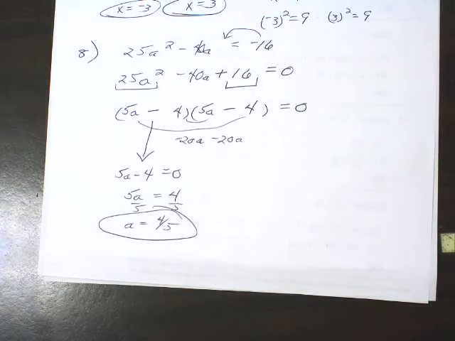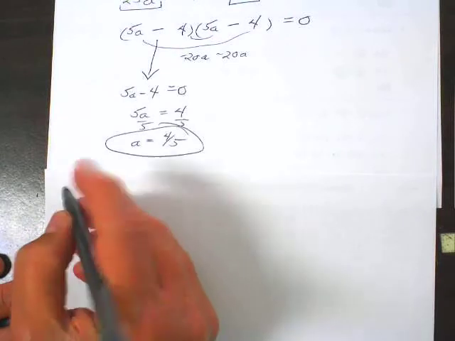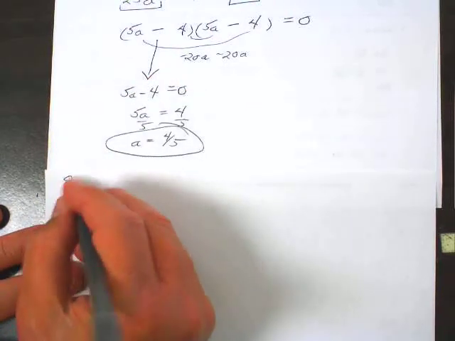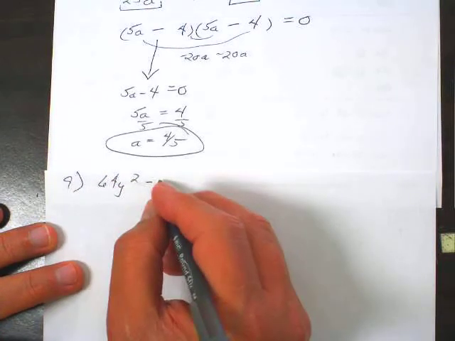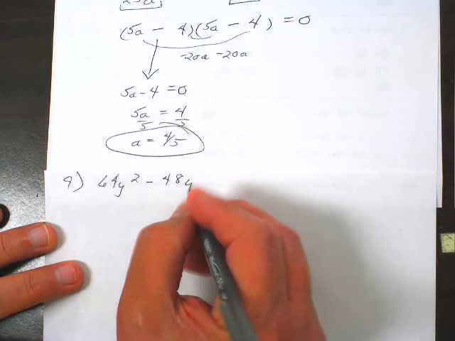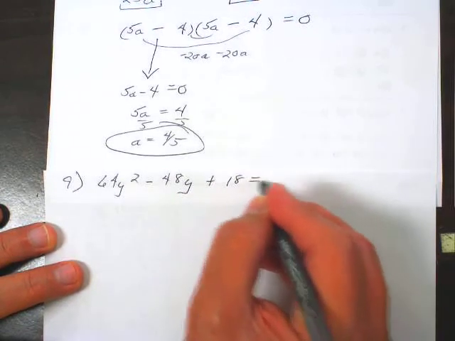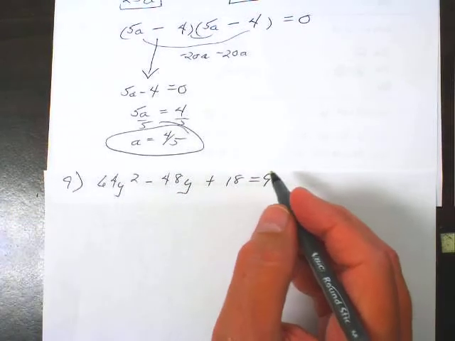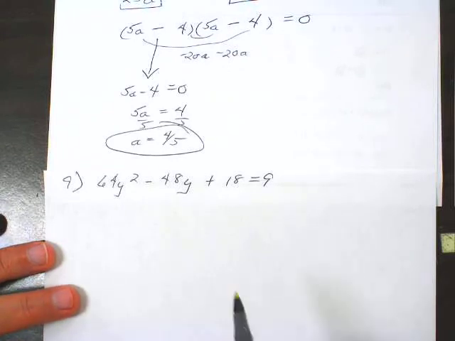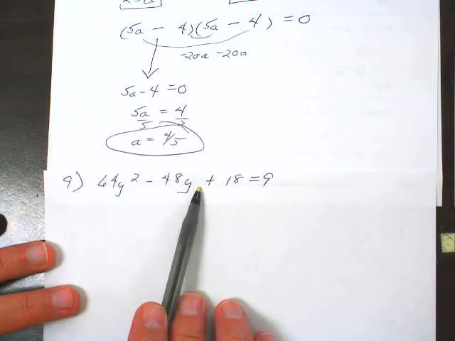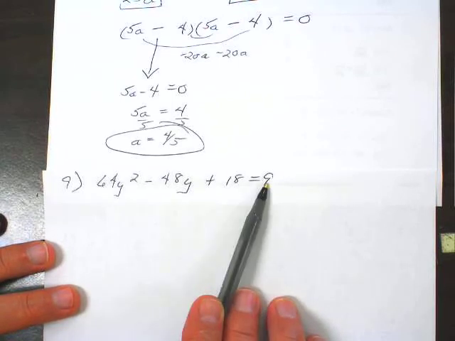Okay, number 9. Can we do the shortcut way, or do we have to do the long way and make it equal to 0? If I got a y squared and a y, I got to do it the long way. I got to factor. So I don't want it to say equal 9. I want to say equal 0.